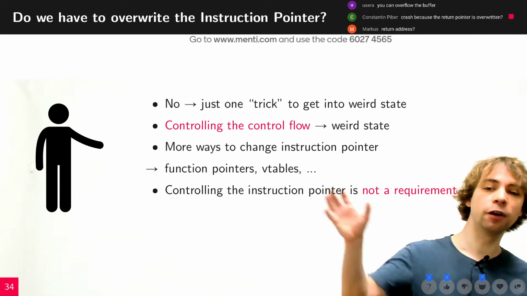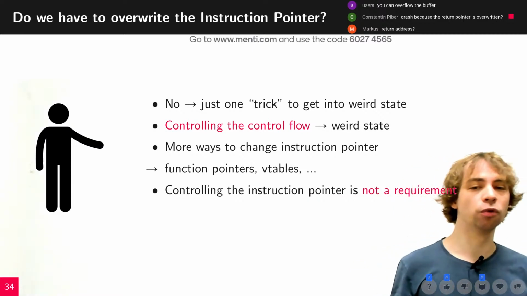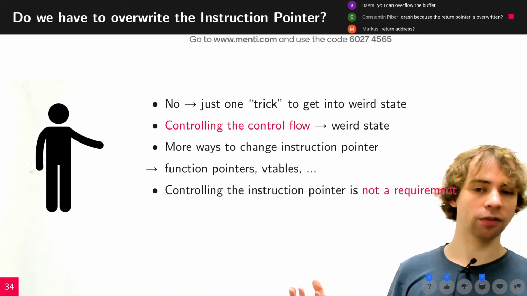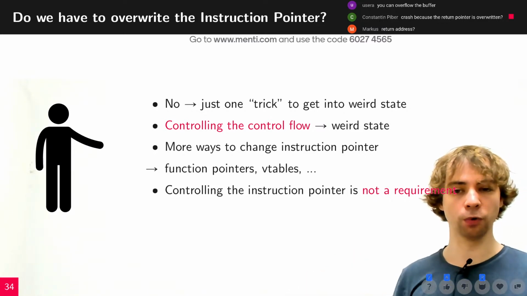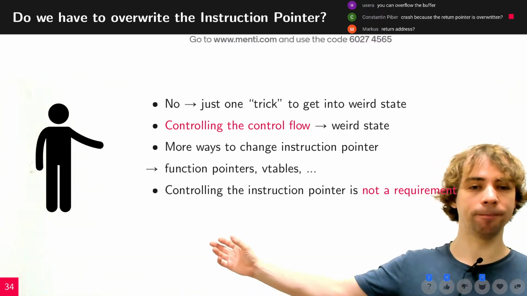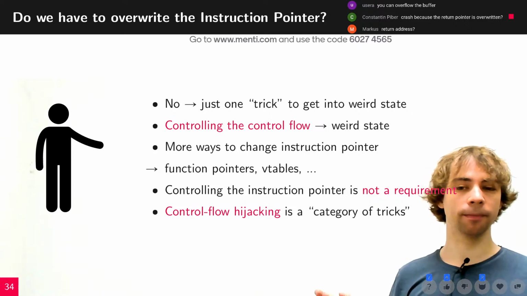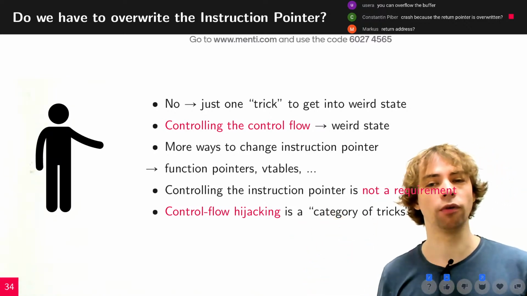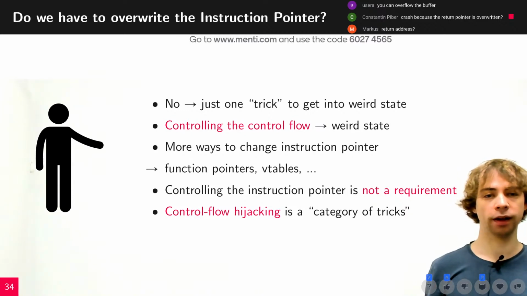So if you control the instruction pointer, or in general the execution, maybe not directly the instruction pointer, but more broadly the flow through the program, what the program does, instruction by instruction, that's what we call control flow hijacking. And that's a category of memory safety exploitation: control flow hijacking.